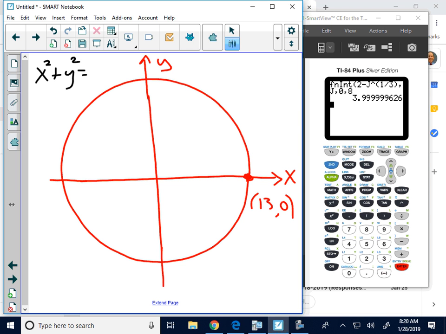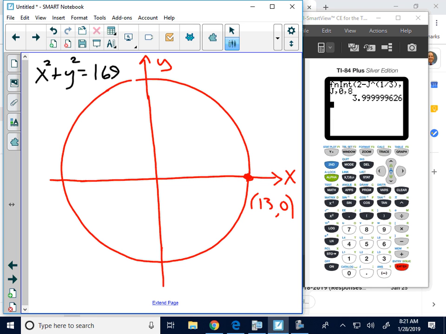Well, what is r? Okay, so what is 13 squared? 169. Okay, so this is the equation of this circle, right? 13 squared is 169. So far, so good? Okay, now let's consider various points on this circle.